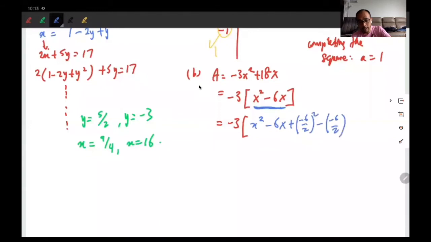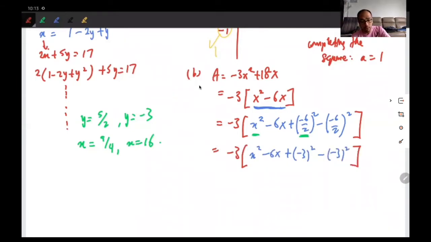minus negative 6 over 2. Sorry, the whole thing squared. Okay, and then because there's no behind. So these two will be, fine, negative 3 times x squared minus 6x plus negative 3 squared minus negative 3 squared. So these two will be completed the square. So what will happen is negative 3, I will get x minus 3 the whole thing squared. Okay, this I have completed the square. I sandwich them together.